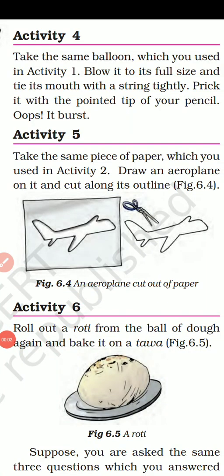Now children, let us do the same activity but with a little difference. Activity number 4: take the same balloon which you used in activity 1, blow it to its full size and tie its mouth tightly with a string. Now prick it with the pointed tip of your pencil. Oops, what happened? It burst, right?